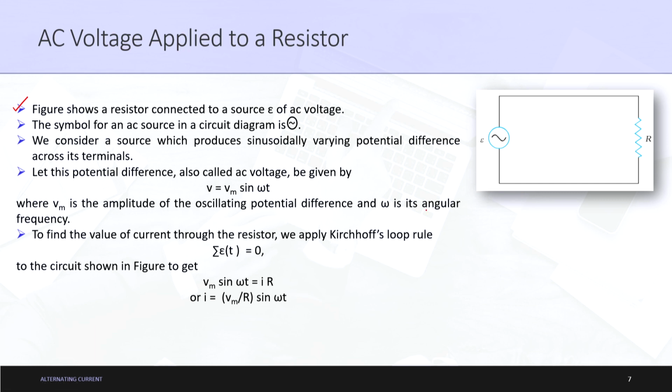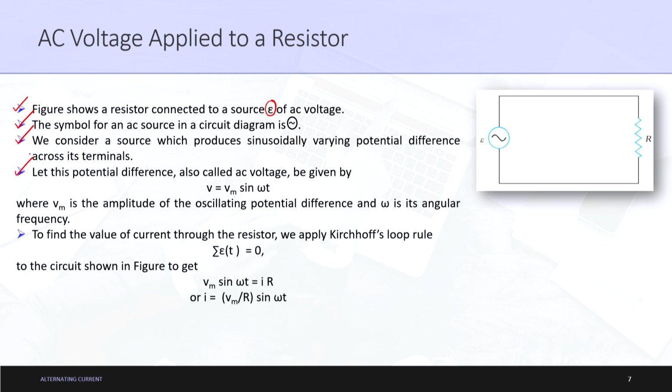So, here as you can see, the figure shows a resistor connected to a source epsilon of AC voltage. This is basically the EMF of the voltage. The symbol for an AC source in a circuit diagram is this. We consider a source which produces sinusoidally varying potential difference across its terminals. What does it mean? Anywhere you hear the word sinusoidal, it should be understood as a wave which for some part of the time is positive, and for some part of the time is negative. Let this potential difference also be called AC voltage.